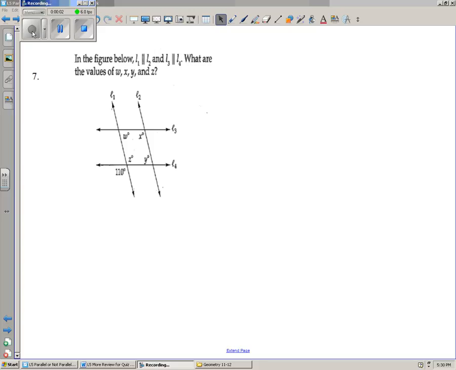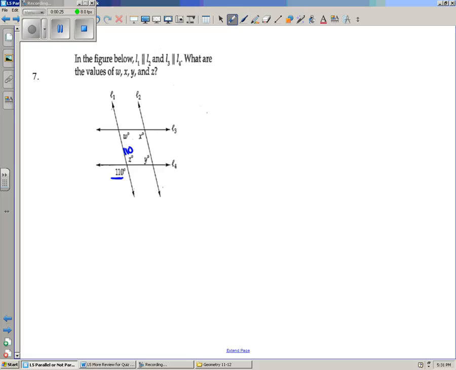In the figure below, we have L1, which is line 1, parallel to line 2, and line 3 parallel to line 4. And it's asking us what are the values of W, X, Y, and Z. So again, you want to start off with the angle that they gave you, which is 110. And notice that we have vertical angles with Z, so Z is 110.